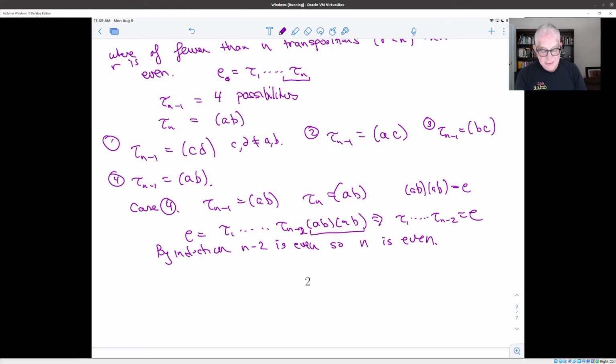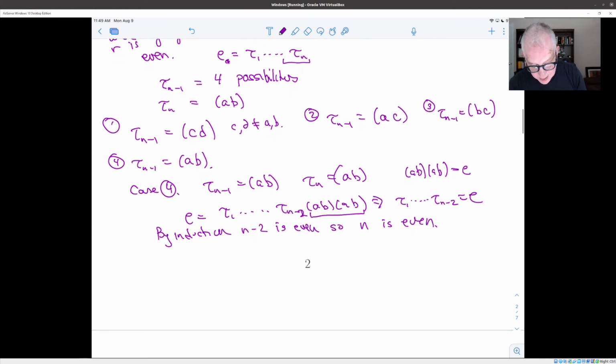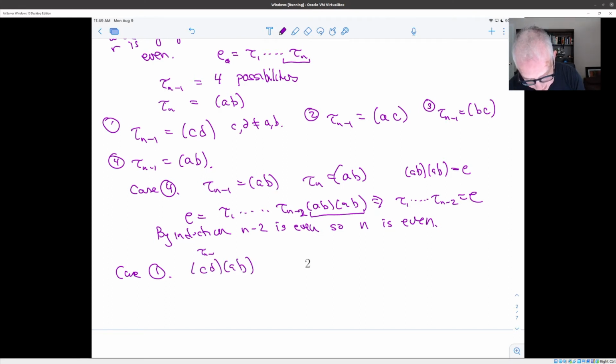Now, things get a little bit more interesting. In the second case, well, let's look at case 1 next. In that case, we have CD, AB. This is tau n minus 1, and this is tau n. And that's equal to AB, CD, because the product of disjoint cycles commute with each other. We proved that. And a transposition is just a cycle of length 2.